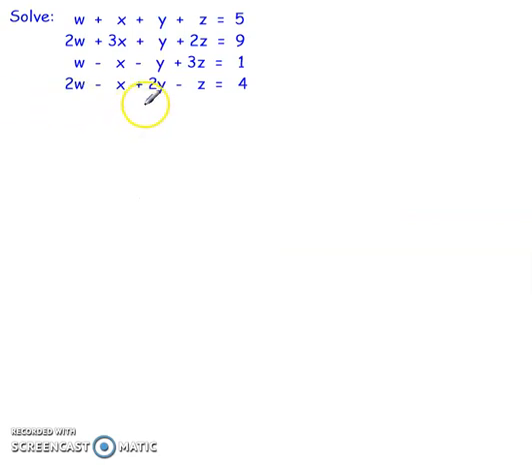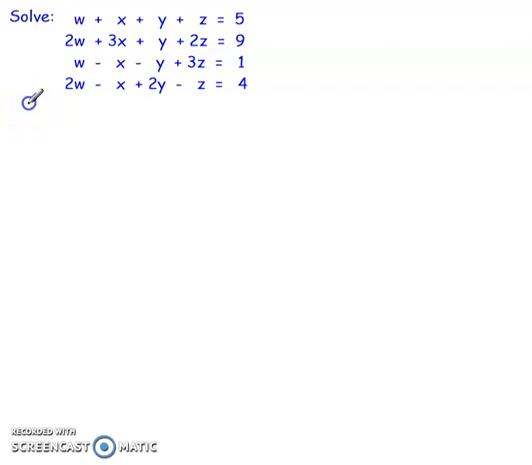So let's imagine I want to solve this system of equations here for the variables w, x, y and z. Now, like every other system of equations when we've come to solve it with Gaussian elimination, the first thing we have to do is set up our augmented matrix, and then we want to put it into upper triangular form.